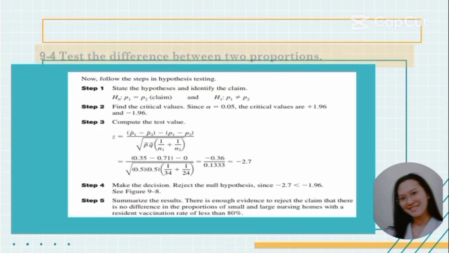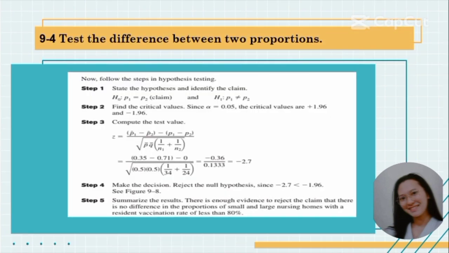So now, follow the steps in the hypothesis testing. Step 1: State the hypothesis and identify the claim. So the null hypothesis, H0: P sub 1 equals P sub 2 (claim). Step 2: Find the critical values. Since alpha is 0.05, the critical values are positive 1.96 and negative 1.96. Step 3: Compute the test value.